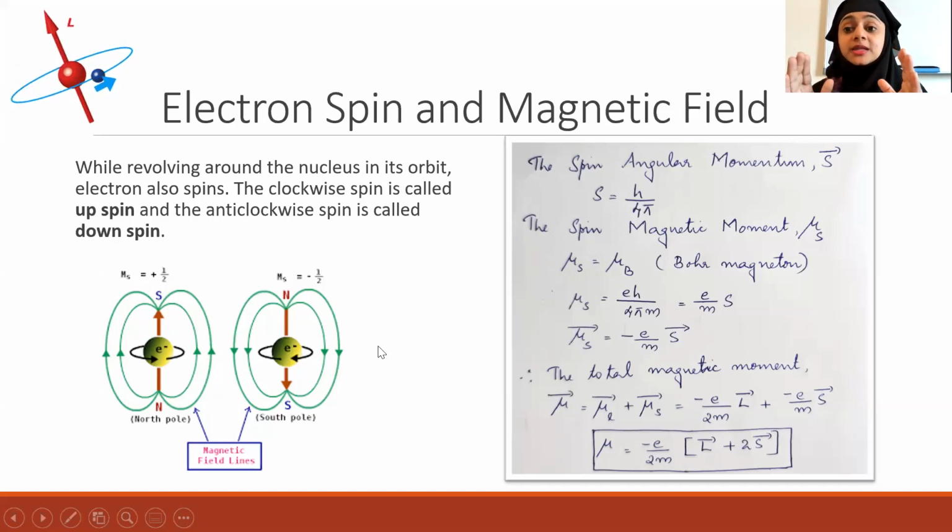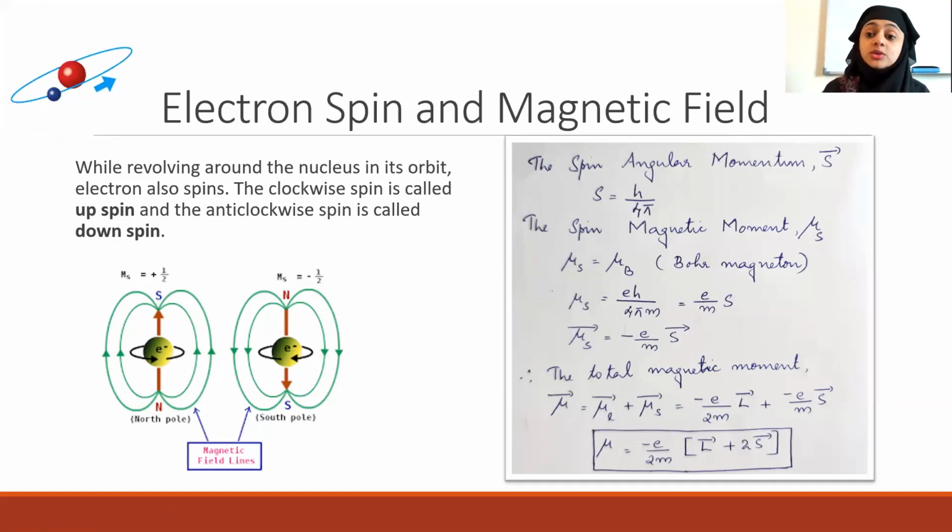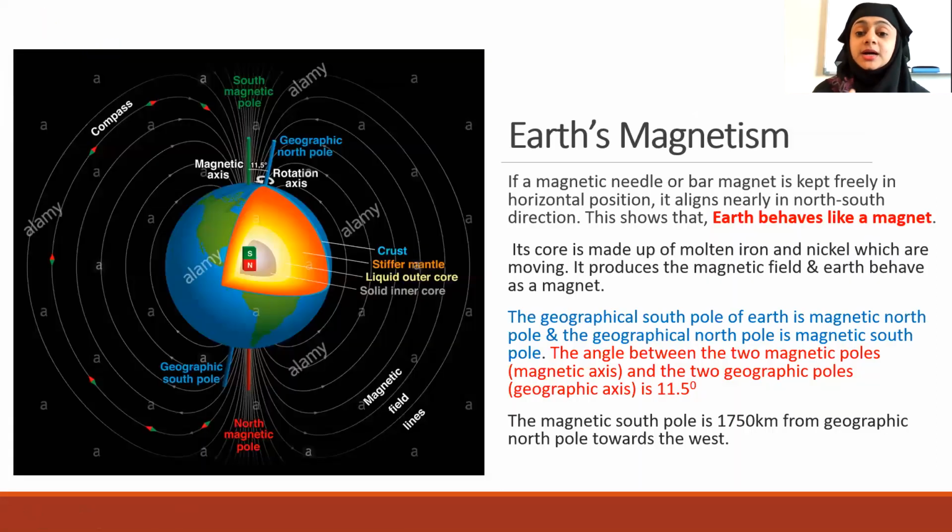Now, if the atom has an odd number of electrons, then there will be a net magnetic moment. Such materials are called paramagnets. So we will deal more with the classification of materials according to their magnetic property later, and we will learn in detail about diamagnetic and paramagnetic materials. I just want to show you that it is caused by the spin magnetic moments being in opposite direction for up spin and down spin. Okay. Now, let us consider the Earth's magnetism.